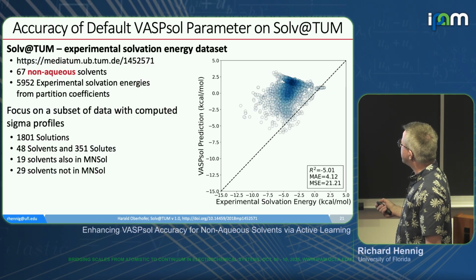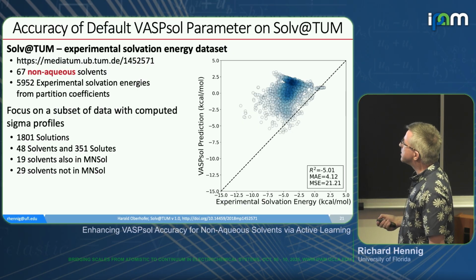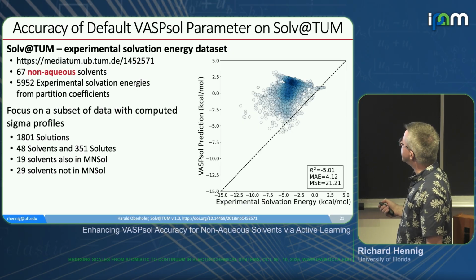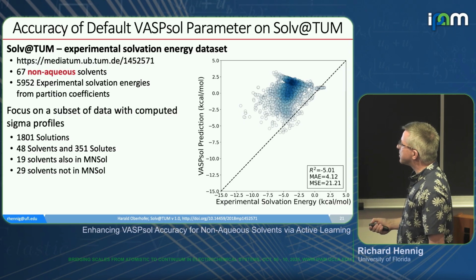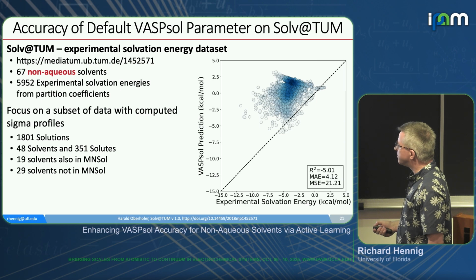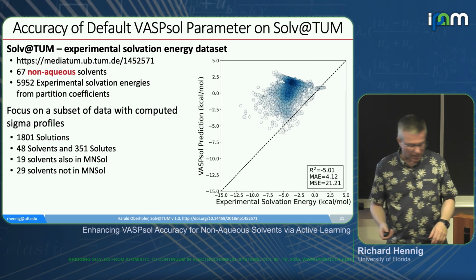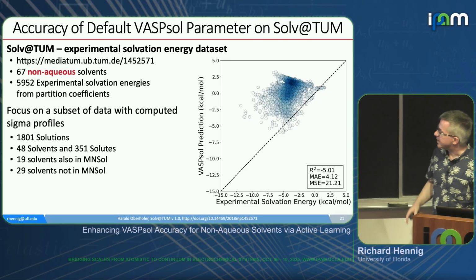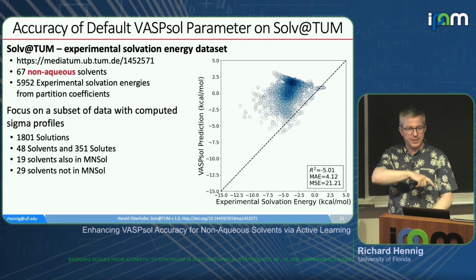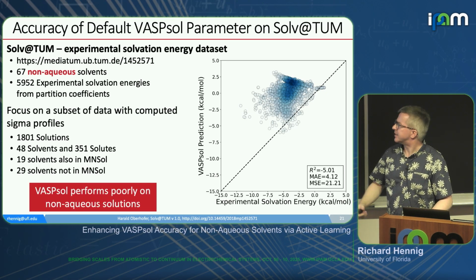And when we look at that data set, and now we're just going to use the default parameter of VASP, we essentially find the same thing we've seen before. This is 1,800 solutions we calculated, and we see the R squared is again terrible, and the MAE and MSE are also just not particularly useful. Here there's 48 solvents we looked at and 351 solutes in this case, and there's 29 solvents that are not in MNSol in this one, and I'll say a few things later about how we can learn on one database and then extrapolate to solvents we've never seen.